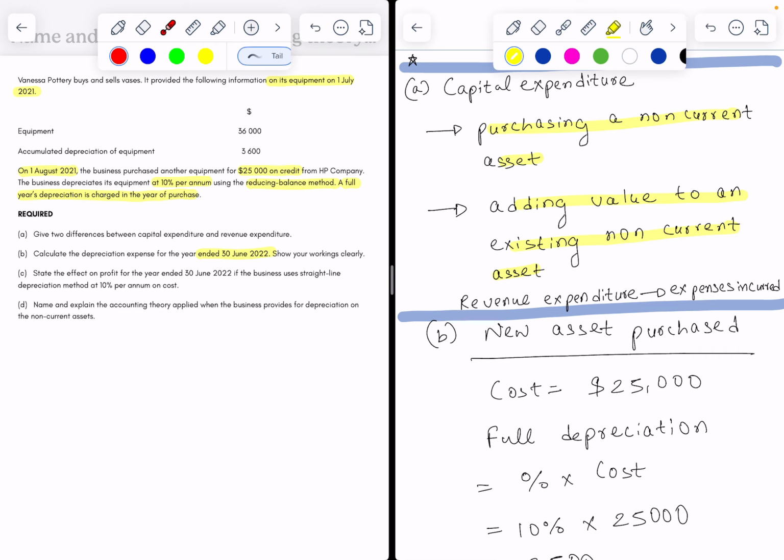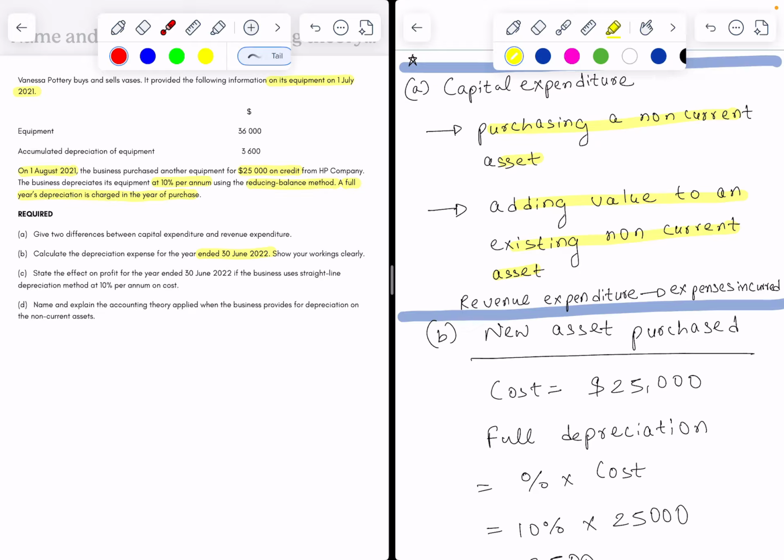In this case, when you have an asset such as a motor vehicle, you would also involve repairs expense as a revenue expenditure, but the cost of the motor vehicle in itself would be classified as a capital expenditure. Okay? All right. Now let's answer part B.